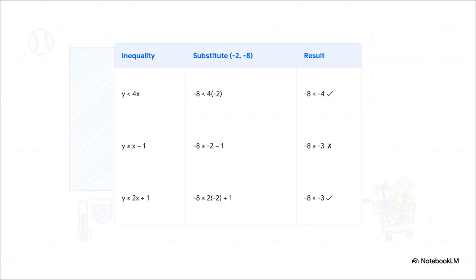All right, now let's try a different point, (-2, -8). First rule checks out, no problem. But then we get to the second one. Is -8 greater than or equal to -2 minus 1? That's -3. Uh-oh, no, -8 is definitely not greater than -3. And that's it. Game over. As soon as you break one rule, you're done. We don't even care about the third one. That point, (-2, -8), is not a solution.